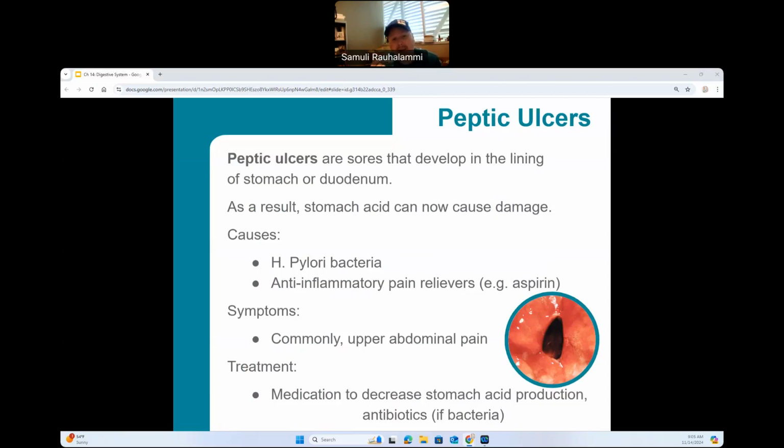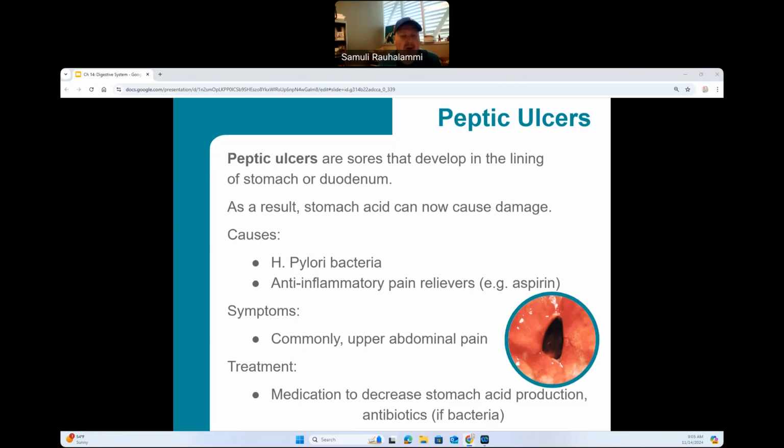We would treat peptic ulcers according to the cause, but commonly it would involve decreasing the stomach acid production or the strength of stomach acid, so that it can stop causing further damage where it's leaking out. And also, of course, if it is a bacterial cause, then we would use antibiotics to treat it. So that was our peptic ulcers.